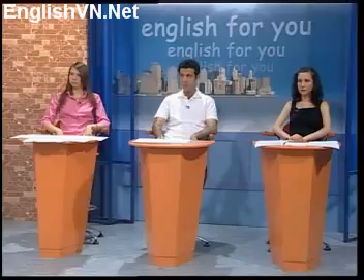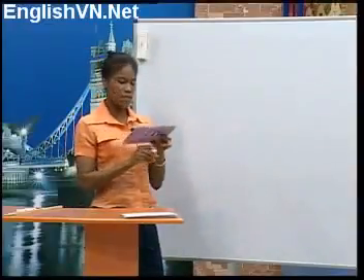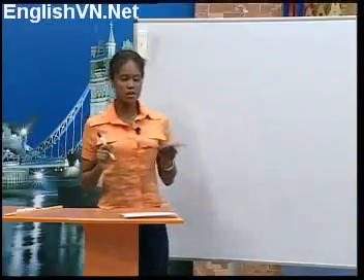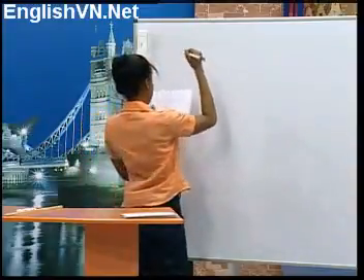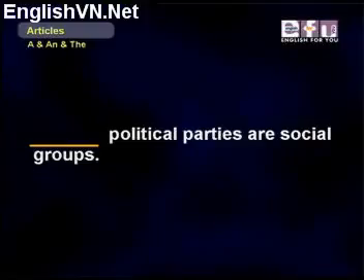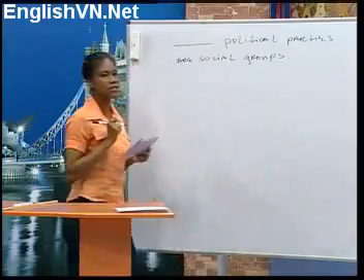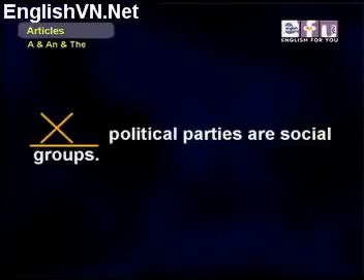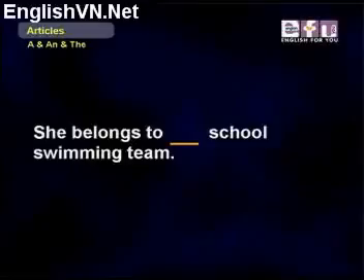Let's try some exercises using articles. I will write some sentences on the board and you tell me which articles to use to complete the sentences. Okay. Political parties are social groups. We'll start with Alberto. Can you tell us which article to use? We don't use any articles here. Political parties are social groups. That's right. Very good.